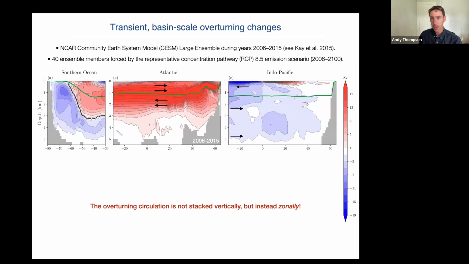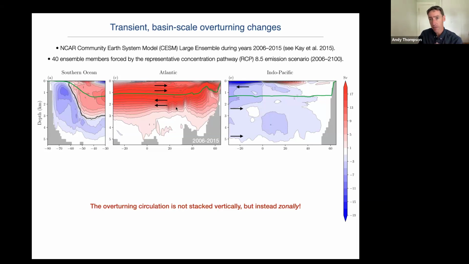So what I'm showing here is the diagnostic of the global overturning circulation from NCAR's CESM large ensemble. And now I'm breaking up the overturning, not taking a full zonal or longitudinal average, but actually breaking it up into different basins. And what you see here is in the Southern Ocean, you do have this picture of a stacked upper cell, which would be clockwise, and a lower cell, which would be counterclockwise. But that upper cell dominantly occurs in the Atlantic Basin, as indicated by this red clockwise circulation.